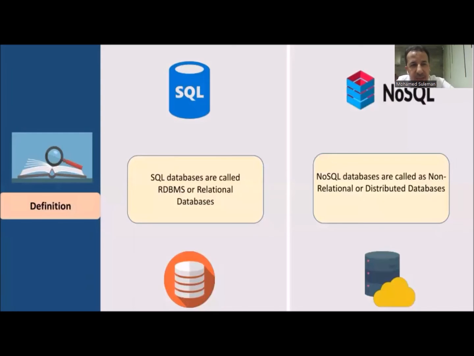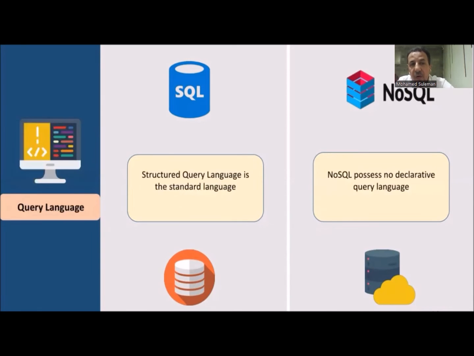Let's start. For the definition, SQL databases are called RDBMS or relational databases. On the other side, NoSQL databases are called non-relational or distributed databases. For the query language, we use structured query language in SQL, but NoSQL possesses no declarative query language.